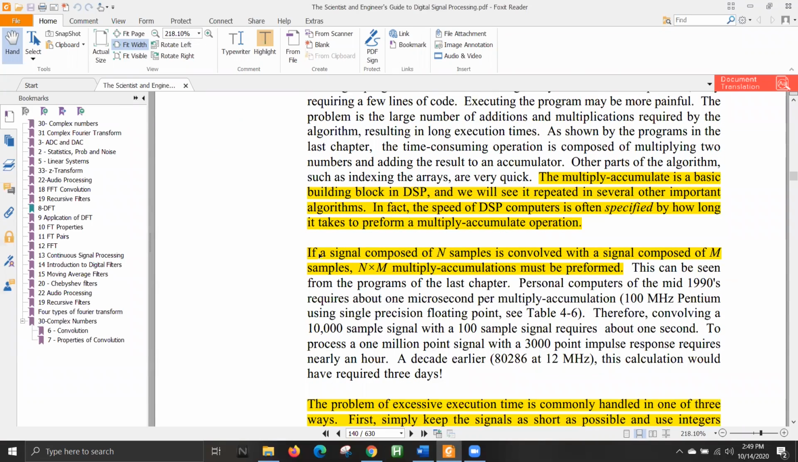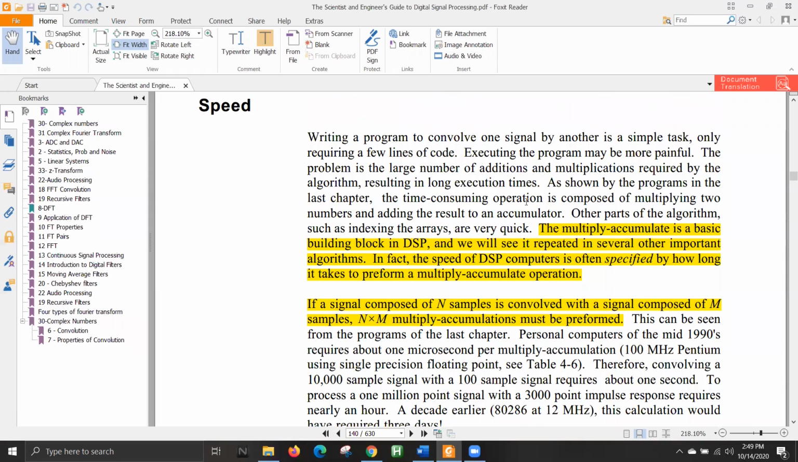In the case of convolution, a signal composed of N samples is convolved with an impulse response of M samples. So the total number of multiply accumulate operations is N times M. That means the complexity of convolution is big O of NM, where N is the number of samples in the input signal and M is the number of samples in the impulse response. It should be capital N, because we always use capital letters to represent the number of points.